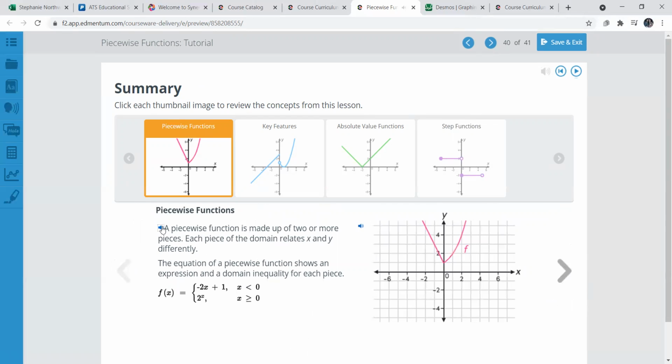Piecewise function. A piecewise function is made up of two or more pieces. Each piece of the domain relates x and y differently. The equation of a piecewise function shows an expression and a domain inequality for each piece. F of x equals negative 2x plus 1 for x less than 0, and 2 raised to the power of x for x greater than or equal to 0.